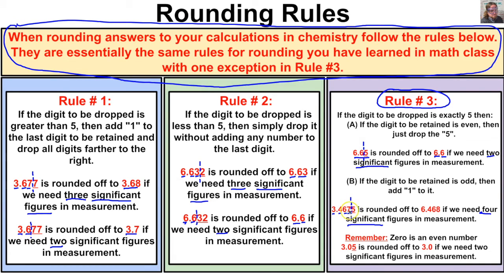However, the number next to our 5, or to the left of our 5, is an odd number. In this instance here, we're going to go ahead and round this up to an 8, and our final answer to 4 sig figs will be 3.468.